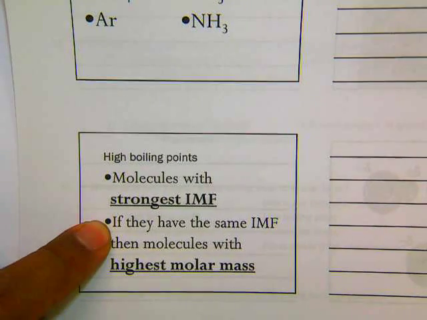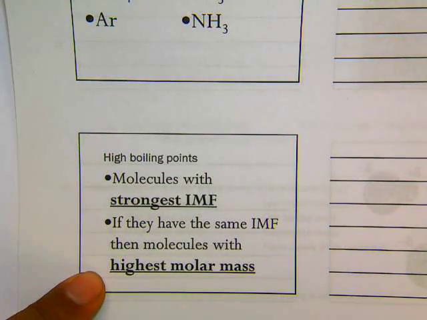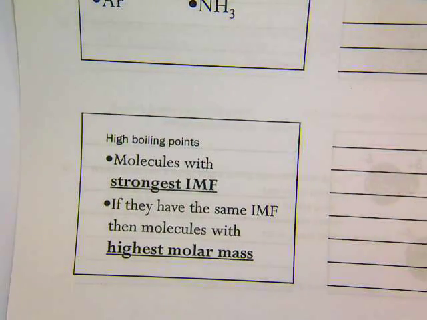Now, if they both have the same IMF, so if both molecules have the same IMF, then the tiebreaker is going to be the highest molar mass. The one with the highest molar mass is going to have the highest boiling point. So it makes sense that something that's really big and heavy will take a lot of energy to make it boil.